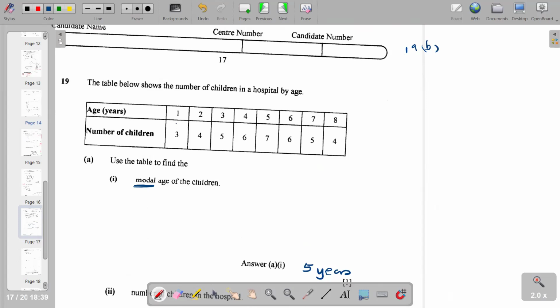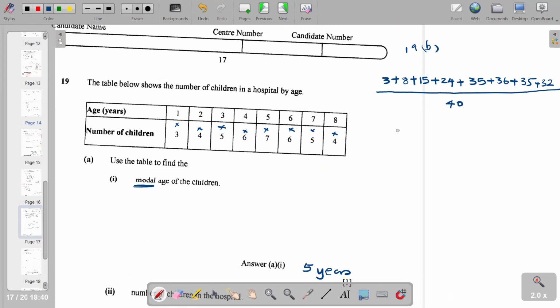So it's going to be 1 times 3, which is 3, plus 2 times 4, which is 8, plus 3 times 5, which gives us 15, 4 times 6, which gives us 24, 5 times 7, which gives us 35, 6 times 6, which gives us 36, 7 times 5, which gives us 35, then 4 times 8, which gives us 32.